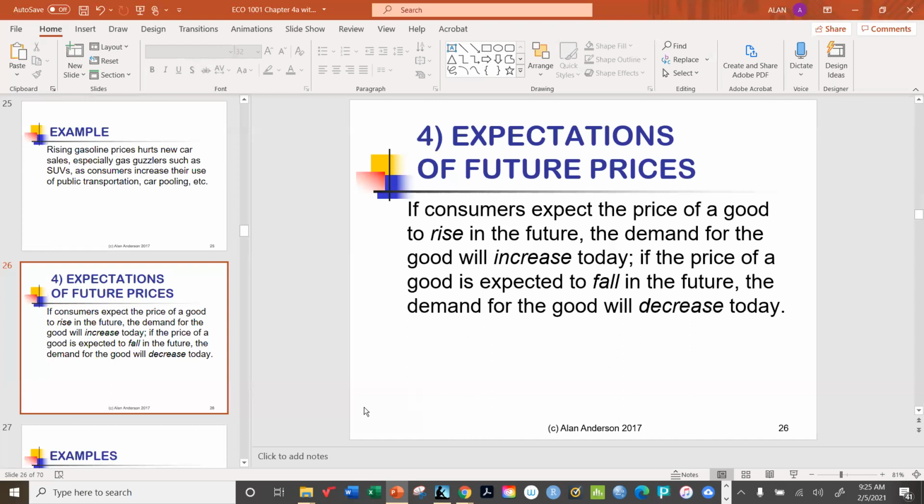Or on the other hand, if you hear that there was a bumper crop of oranges in Florida, the best crop they've ever had, that means orange juice prices might start to fall, and you may decide to wait until that happens to buy more orange juice. So we're just saying here that people's decisions as to what to buy may depend not only on what the price is now, but what they expect it to look like in the future.